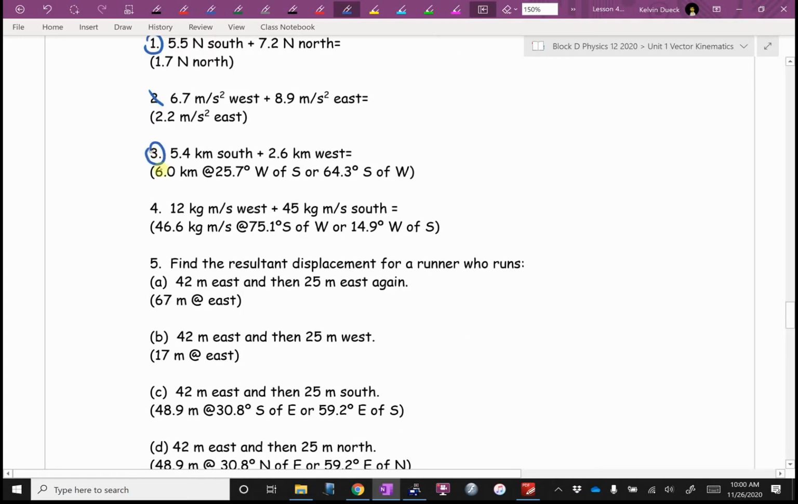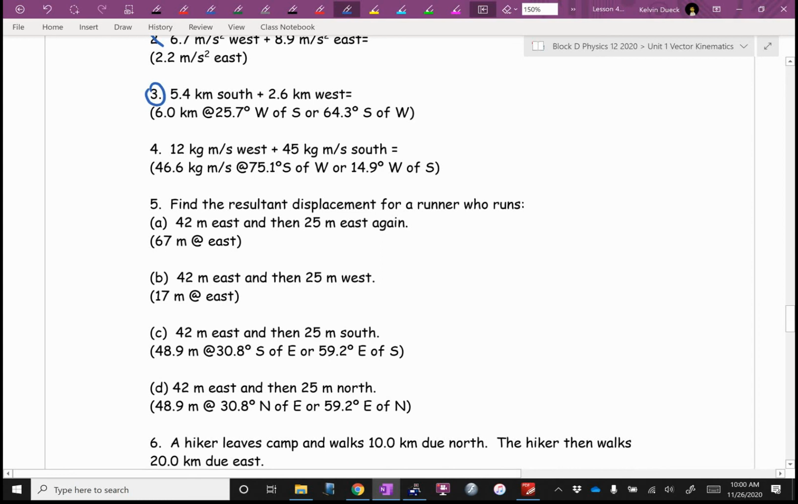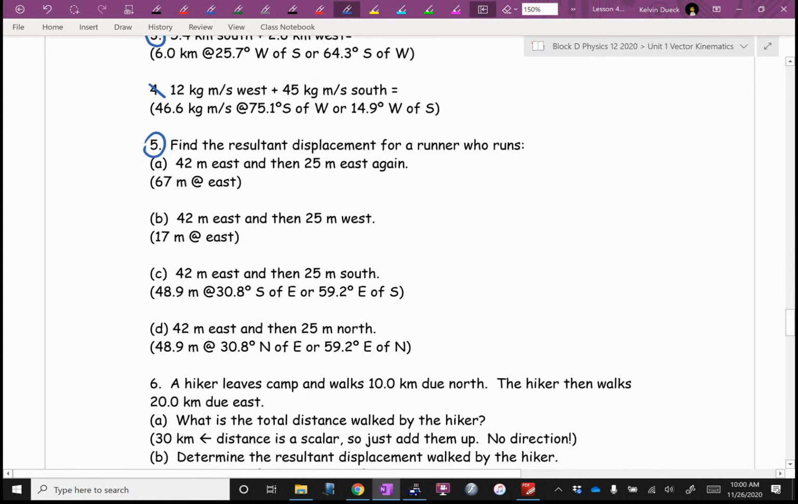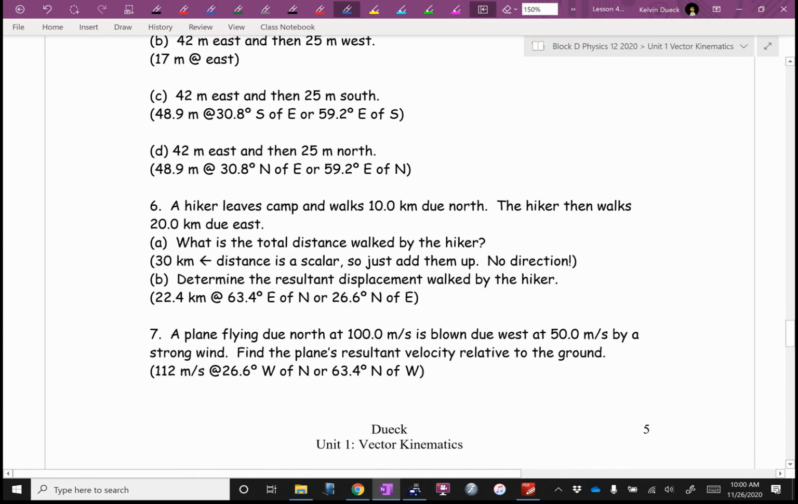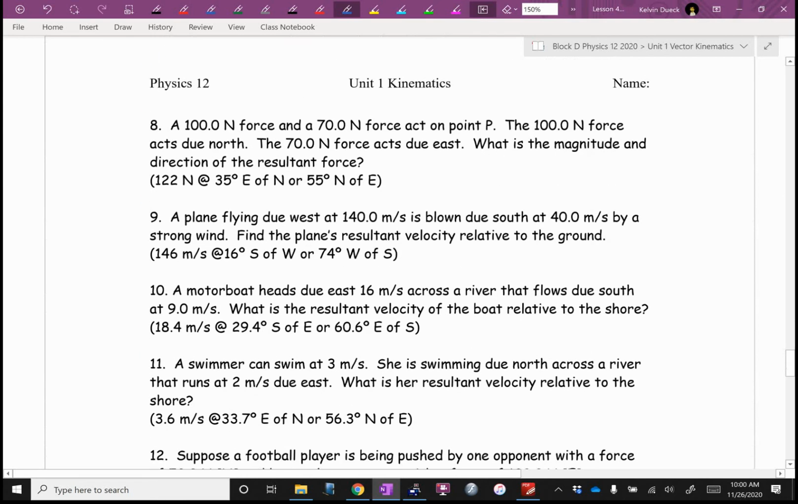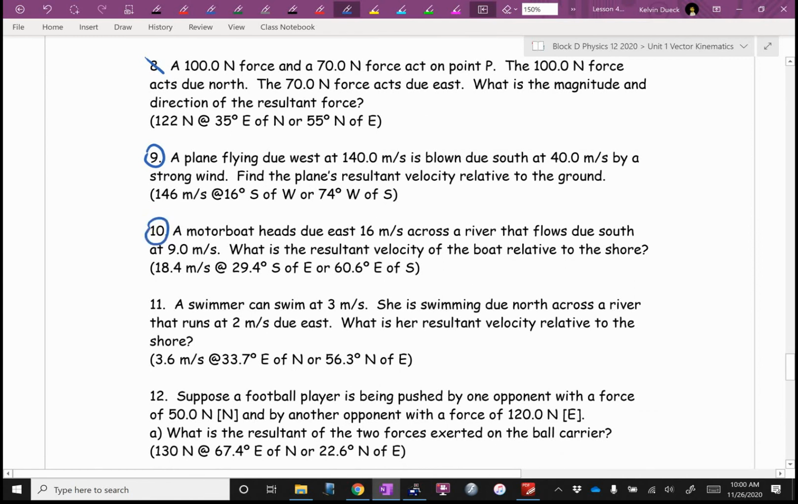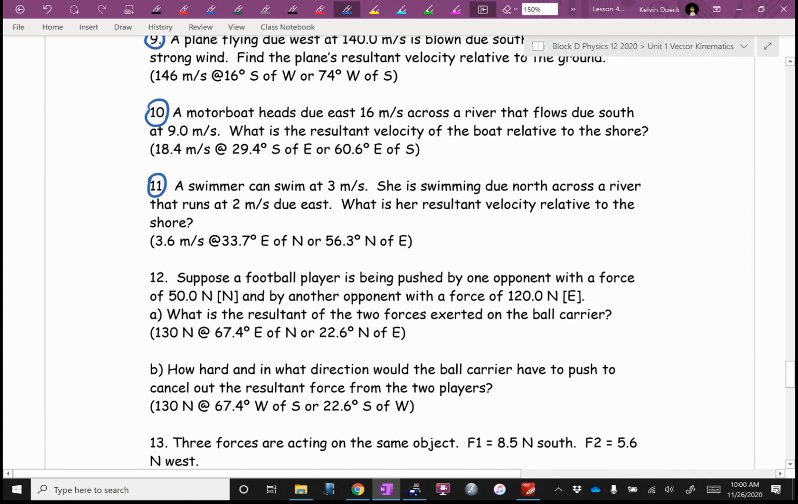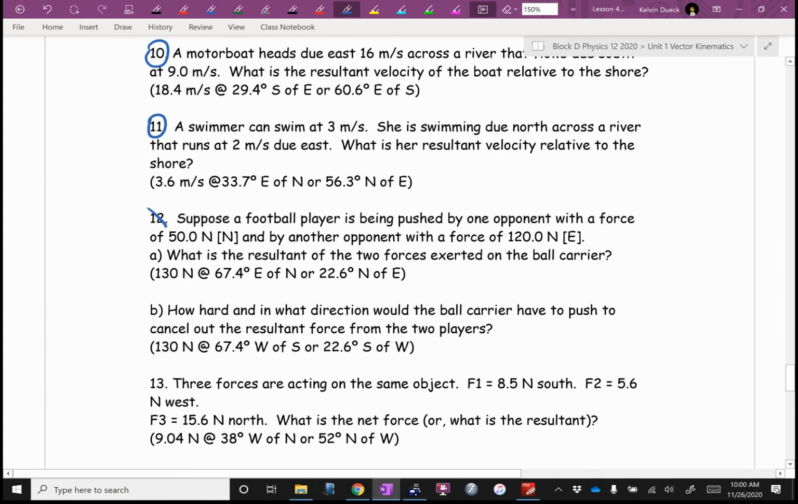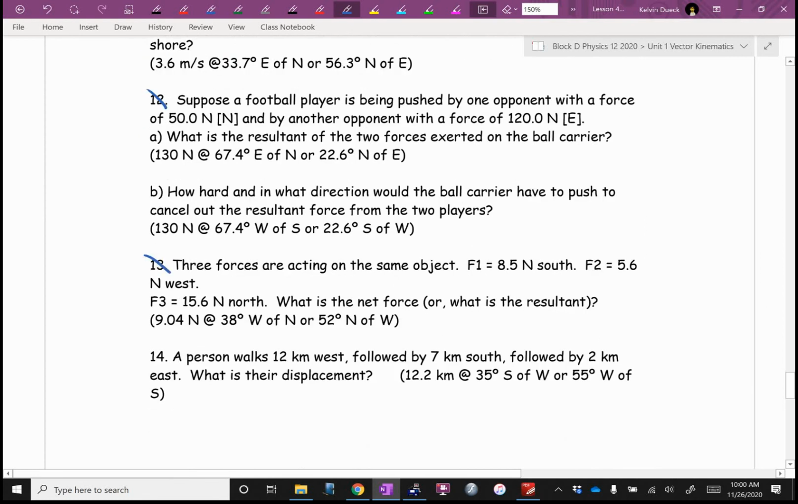Ooh, 3 is going to have vectors. I'll skip 4. 5 is going to have vectors. 6 is good. 7 is good. I'll skip 8. 9 is good. Here's our river question, number 10. Here's another river question, number 11. I'll skip 12. I'll skip 13.